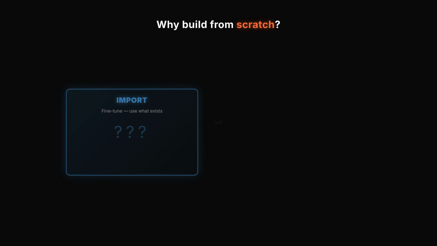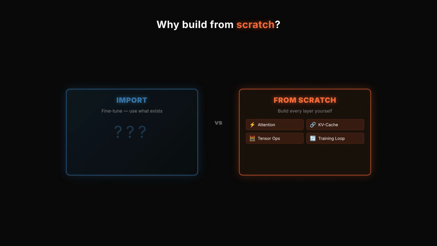Before the language question, there's a more basic one. Why build any of this from scratch instead of just fine-tuning something that already exists? Fair question. The honest answer is that fine-tuning an existing model teaches you how to use a model. Building one from scratch teaches you how a model actually works, why attention has the shape it has, why KV cache memory grows the way it does, why quantization introduces the errors it introduces. That understanding was the actual goal of this project. The model itself was the byproduct.